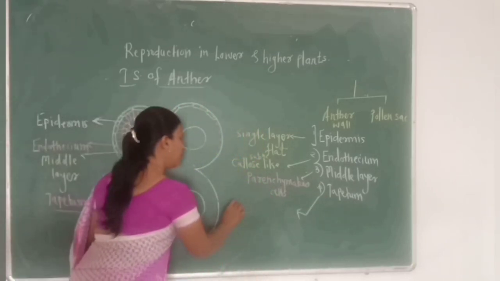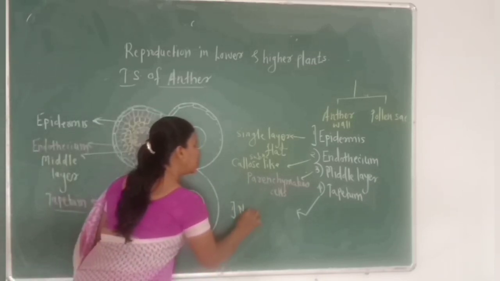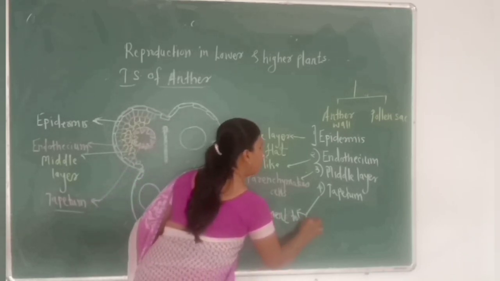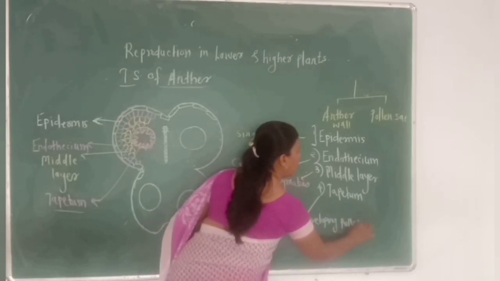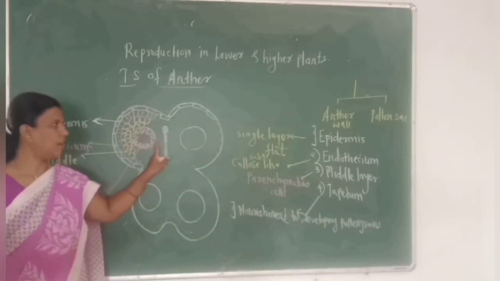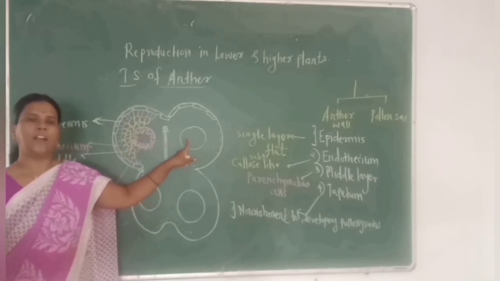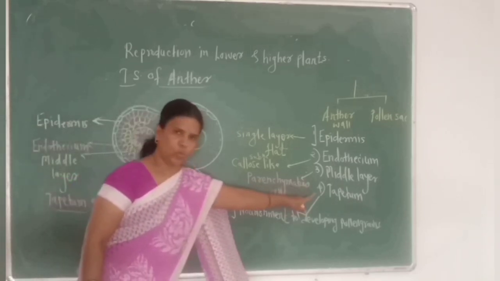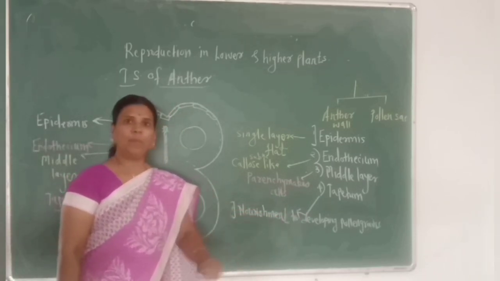The first function of tapetum is that it mainly provides nourishment to the developing pollen grains, or they are also called the microspores. In these pollen sacs, there are 4 pollen sacs in a dithecous anther in which pollen grains are developed. These pollen grains are nourished by this tapetum. So the function of tapetum is to provide nourishment to the developing pollen grains.